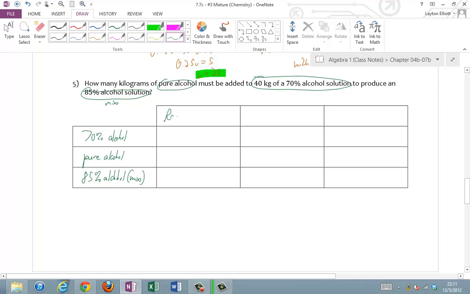We have a rate, which is percent alcohol. We have, not a volume, but a mass, which is weird for a liquid, but okay, whatever. Mass in kilograms. Then we have a total mass.